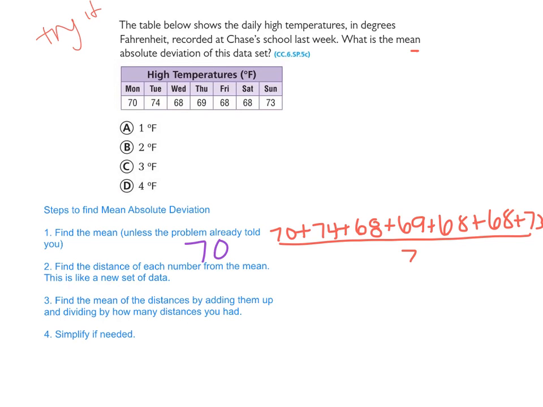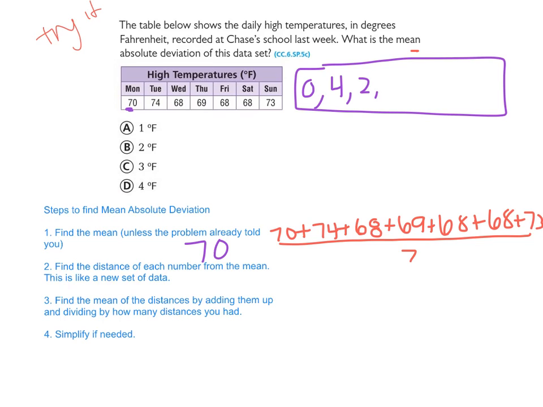Step 2 is I need to find the distance of each number from the mean. So I'm going to take this number 70 and write a new data set right here. 70 is 0 from the mean. And then 74 is 4 points from the mean. 68 is 2 points from the mean. 69 is 1. 68, that's 2. 68, that's 2. And 73, that's 3. So that's step 2. I already did step 1.